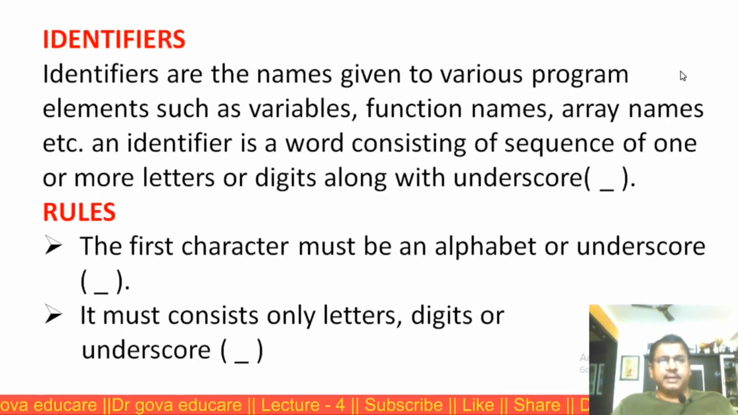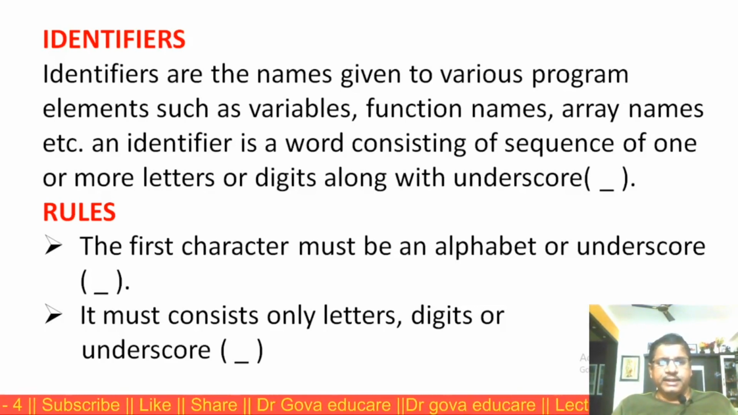Identifiers. Identifiers are the names given to various program elements such as variables, function names, array names, etc. An identifier is a word consisting of a sequence of one or more letters or digits along with underscore. These are the rules to form an identifier.